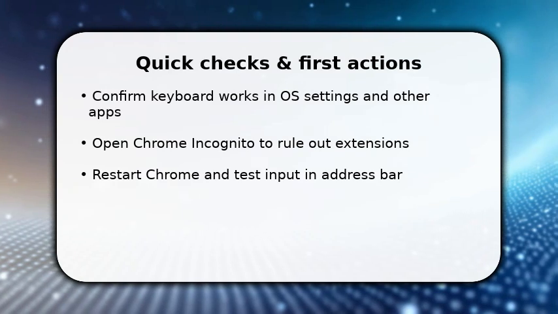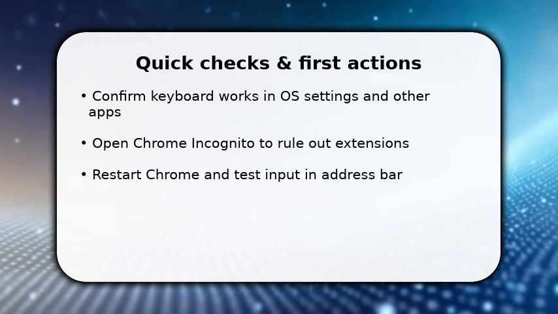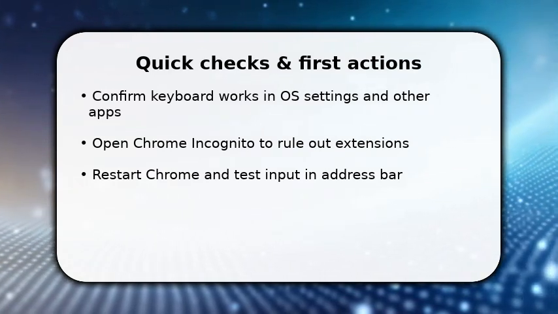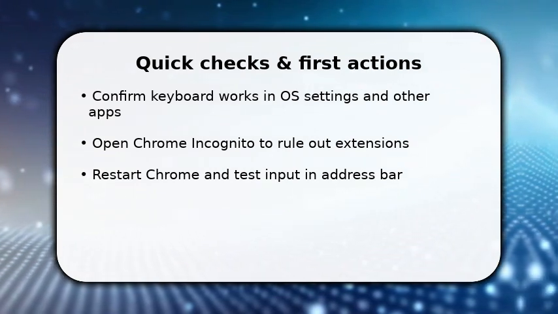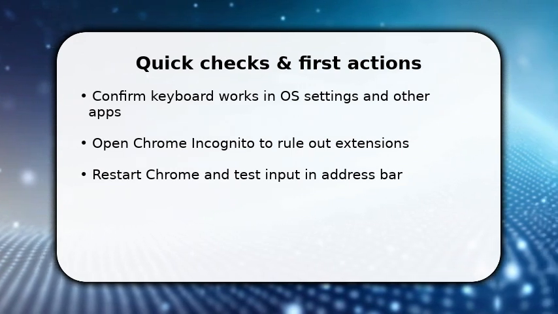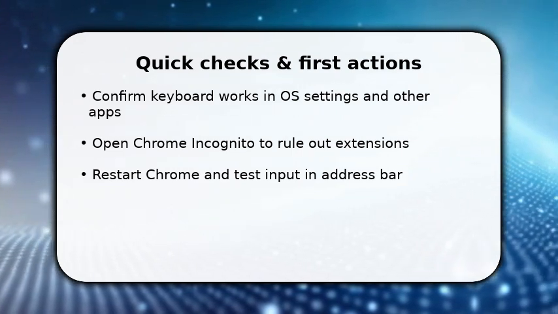You start by confirming the keyboard works outside Chrome, so you isolate the problem. Open Chrome incognito to bypass all extensions. This quickly tells you if an add-on blocks input. Once done, restart Chrome and type in the address bar and a text field.